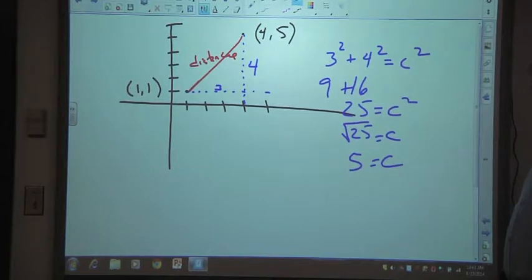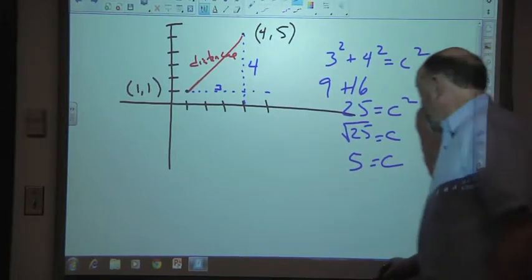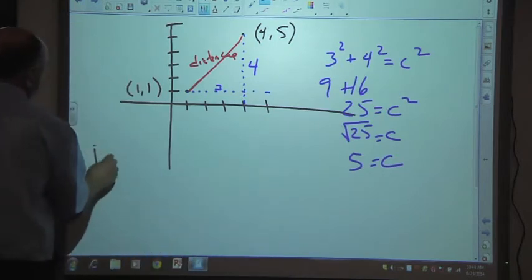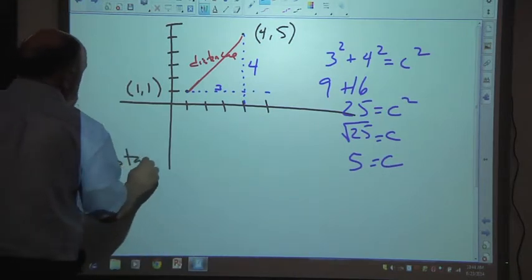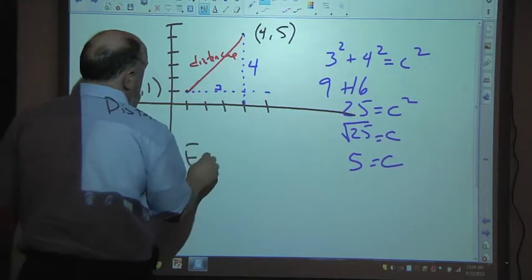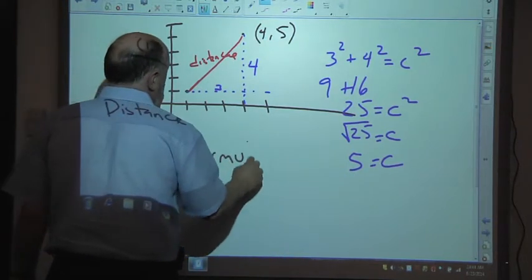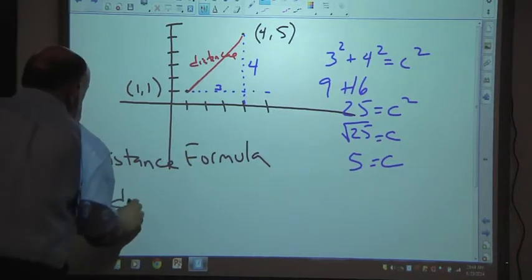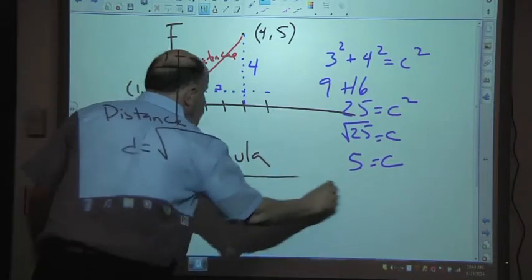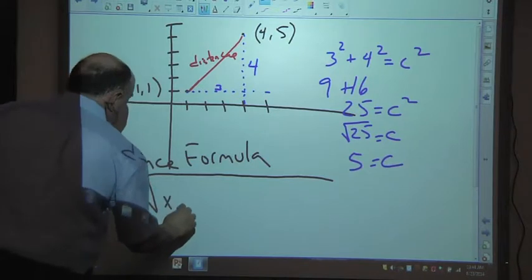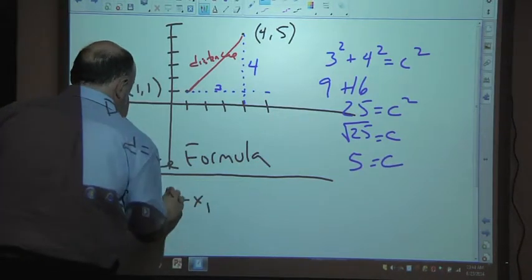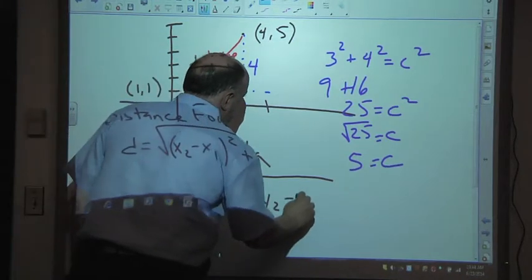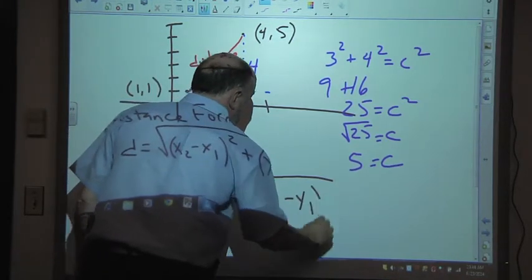So we get that. Well, we could also find this by what is called the distance formula. And the distance formula basically is just the Pythagorean theorem rewritten. And so we got d is going to be the square root of x2 minus x1 squared plus y2 minus y1 squared.